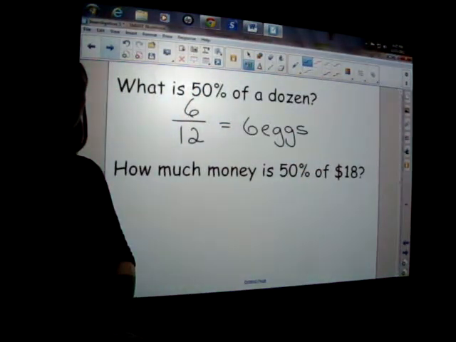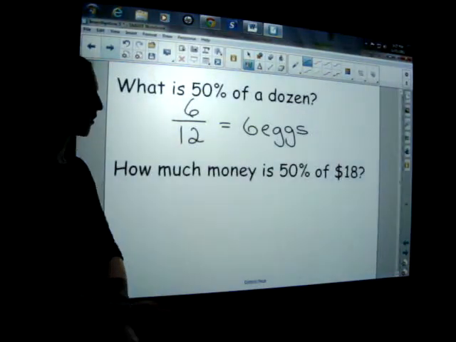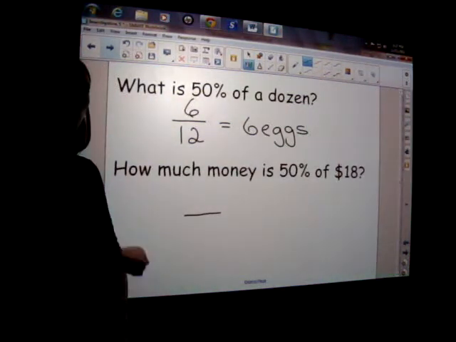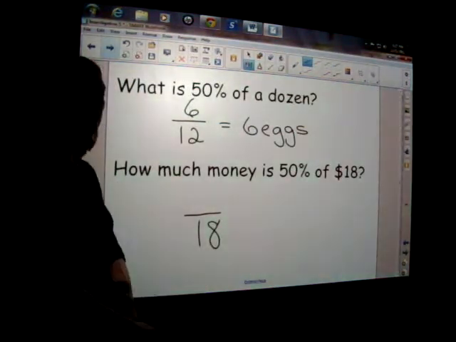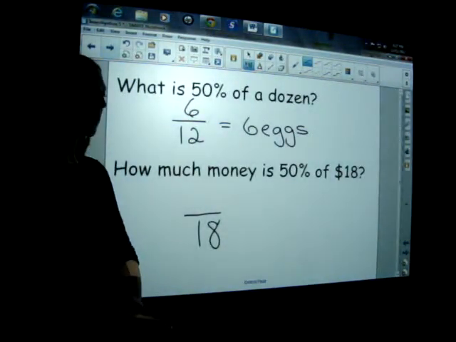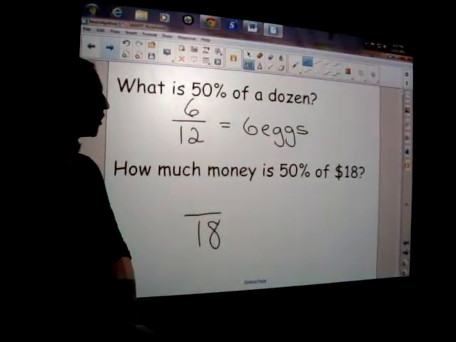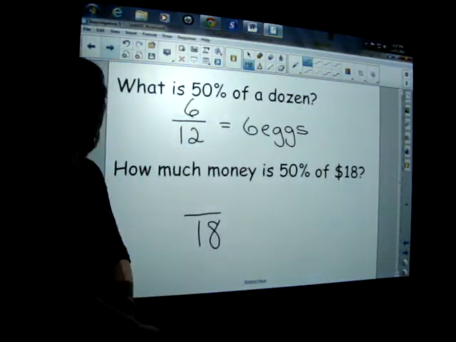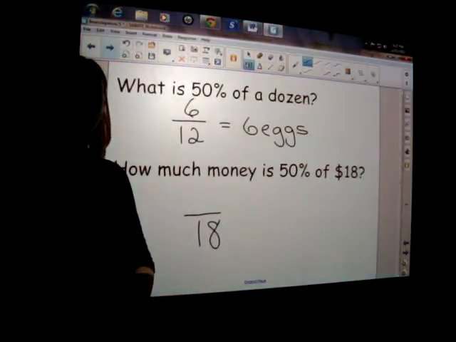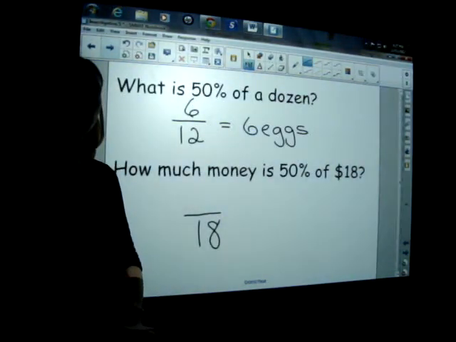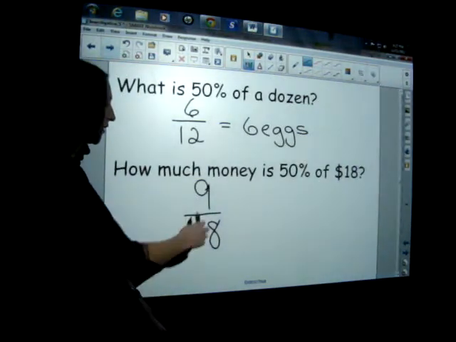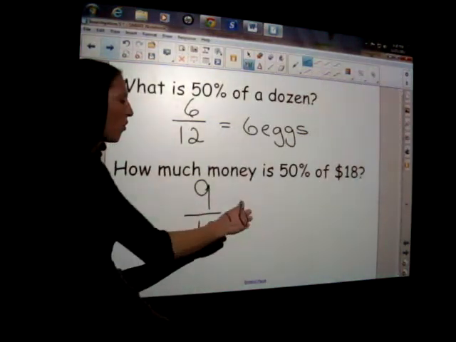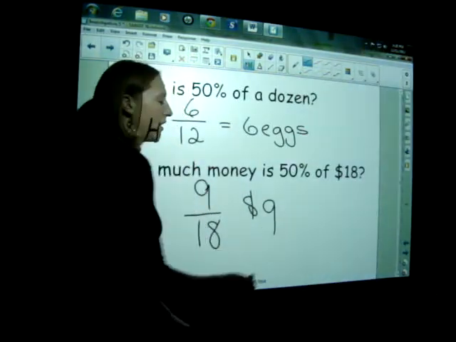How much money is 50% of $18? The whole that we're looking at, the whole group, is 18. So 18 is our denominator. Then we need to find our numerator here. Well, what is 50% of 18? Or what's half of 18? Do that now. You should have got 9. So 9 is half of 18. Or you would have $9.